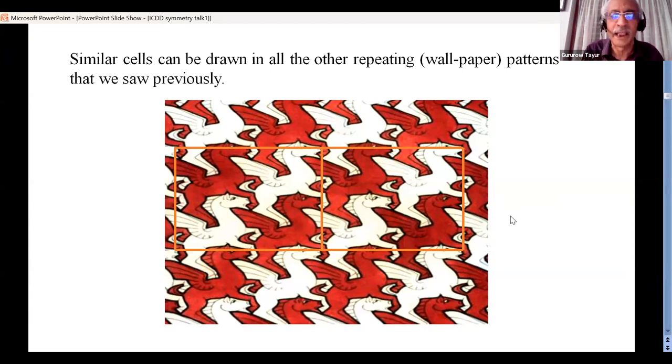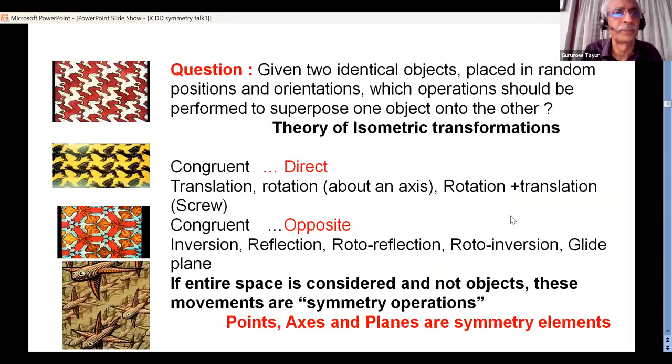By looking at these diagrams, we get a sort of pictorial representation of the lattice and the lattice repeat. And therefore, we get the concept of the unit cell very clearly established by looking at these diagrams.